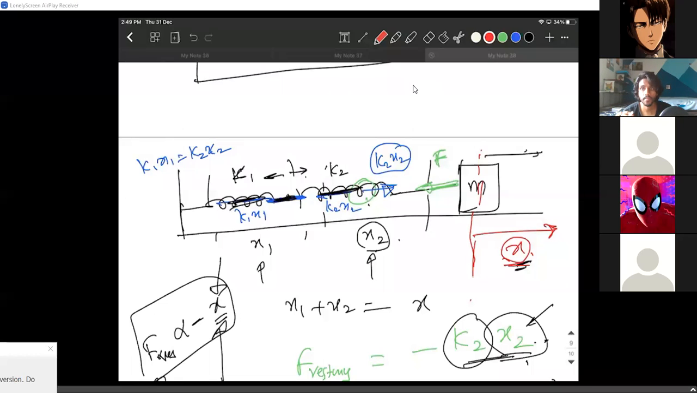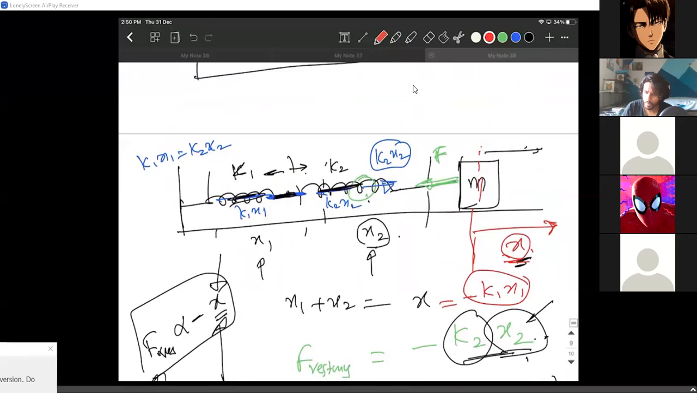I am asking, you have done this minus k2 x2, right? Why aren't you counting k1 x1 here? You can write it as minus k1 x1 also. Why not both together? Both are not acting. Only one force, minus k2 x2, is acting, because there is only one force acting on it.